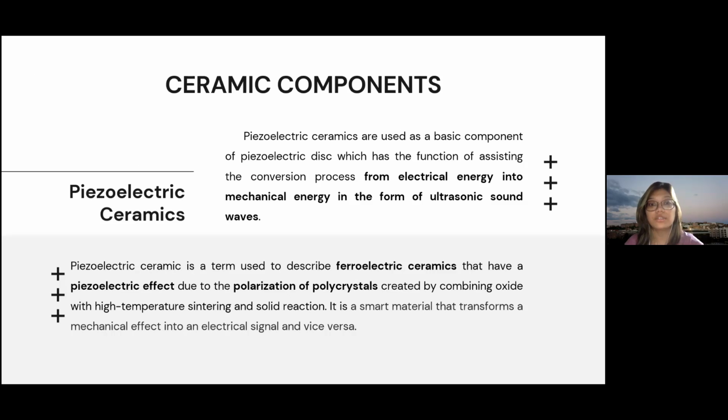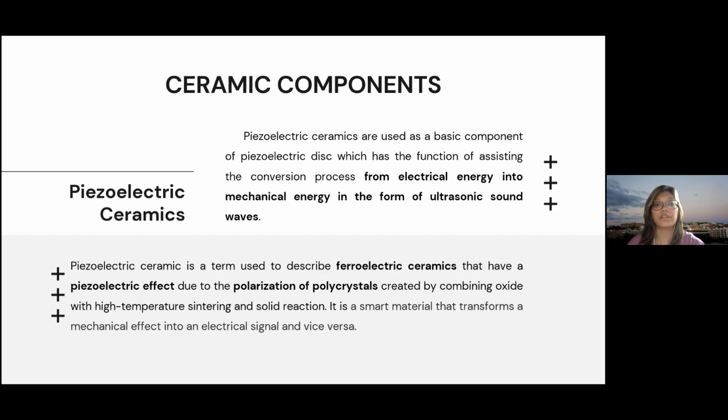Ultrasonic transducers consist of multiple layers of material such as an active element, which is a piezoelectric disc, a backing element, a quarter wave matching layer, and sometimes an additional protective wear plate, which are all adjoined together. In this apparatus, piezoelectric ceramics are used as a basic component of piezoelectric discs, which has the function of assisting the conversion process from electrical energy into mechanical energy in the form of ultrasonic sound waves.